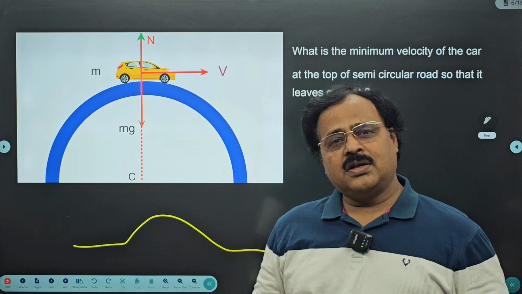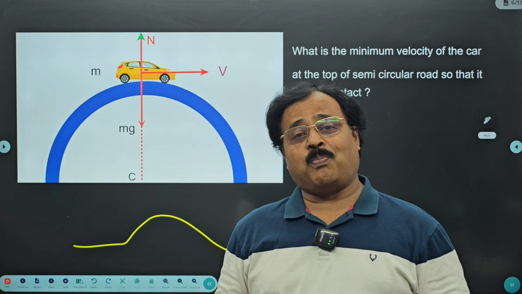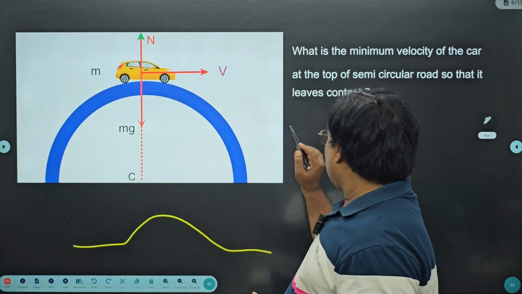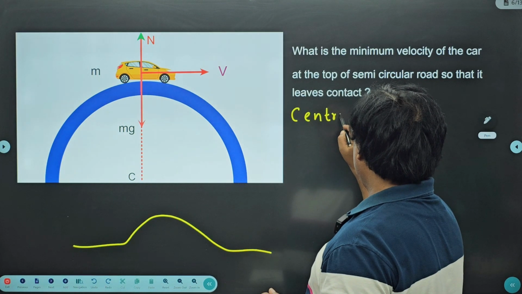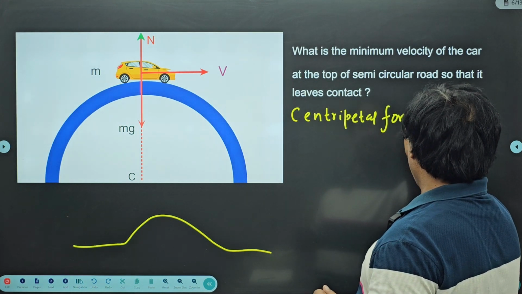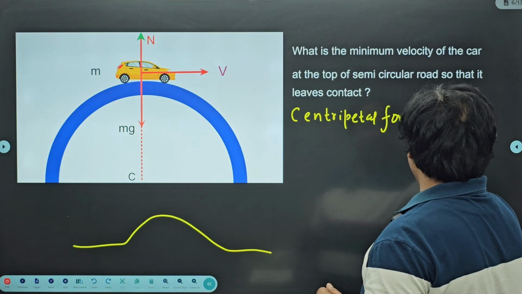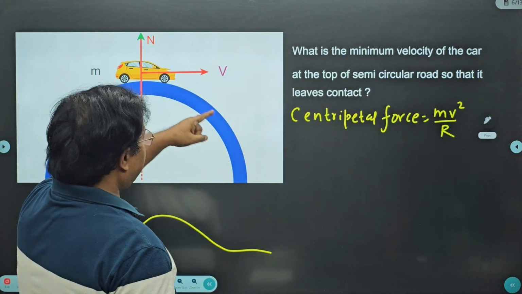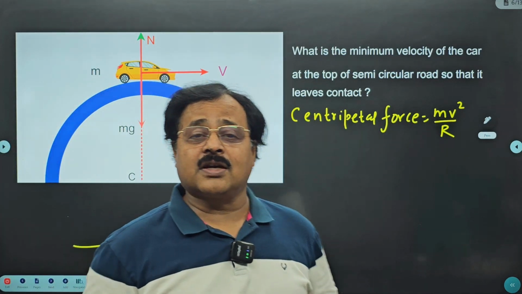My dear students, not a single body in this universe can rotate in a circular path without centripetal force. And we know the formula for centripetal force. What is the formula for centripetal force, my dear students? The centripetal force formula is mv square by r. What is m, what is v, what is r? m is the mass of the body moving in a circular path, v is the speed and r is the radius of the circle.